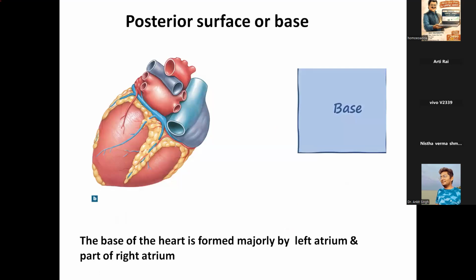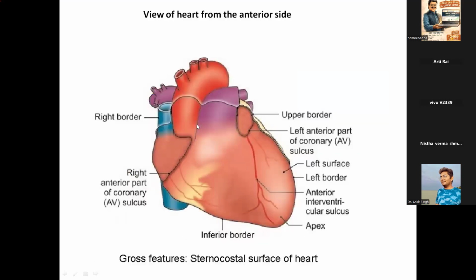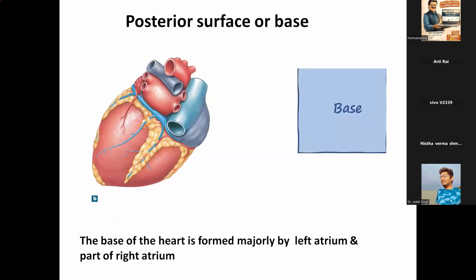Now we'll come to the base. This is the area of the base, or you can say the posterior surface. The majority of the posterior surface is formed, as you can see in red color, by the left atrium, and a small portion is formed by the right atrium. On the anterior surface, the chambers that are visible are the right atrium and the right ventricle completely. The majority of the sternocostal surface is covered by the right ventricle, and a small portion by the left ventricle.